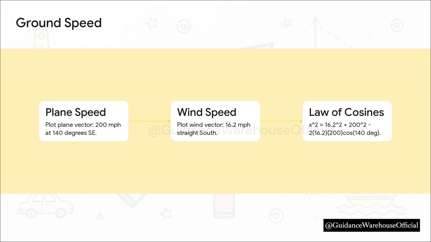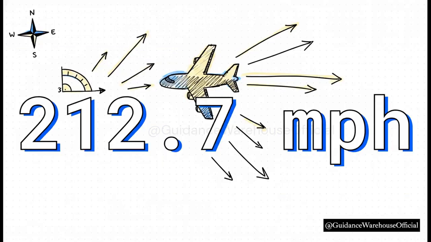To find the plane's true path, our resultant vector, we just need the length of that third side. And because we have 2 sides and an enclosed angle, we can deploy the law of cosines, plugging in our speeds and our 140-degree angle. And when we calculate that all out, we get our true ground speed. The result? 212.7 miles per hour.